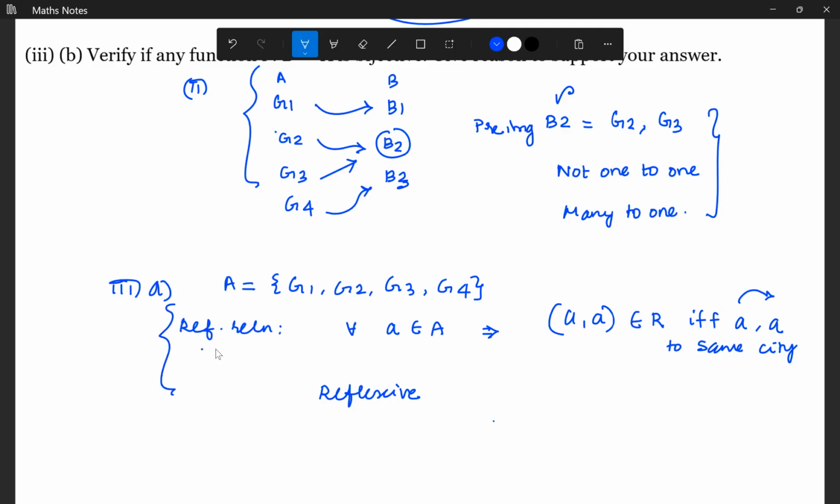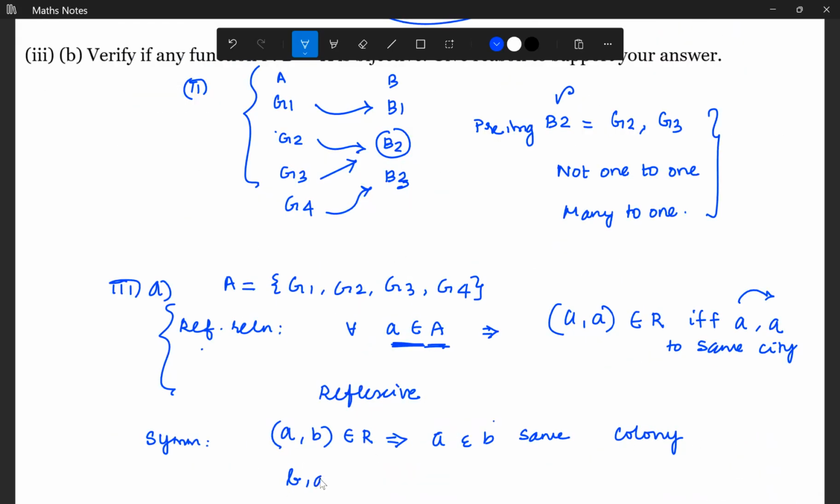For reflexive, you have to check from the parent set and not from the relation set. For symmetric relation, for all a comma b that belong to the relation set, it already means that a and b are from the same city. Is it same city or same colony? I think it should be the same colony. Yeah. So a and b belong to the same colony.